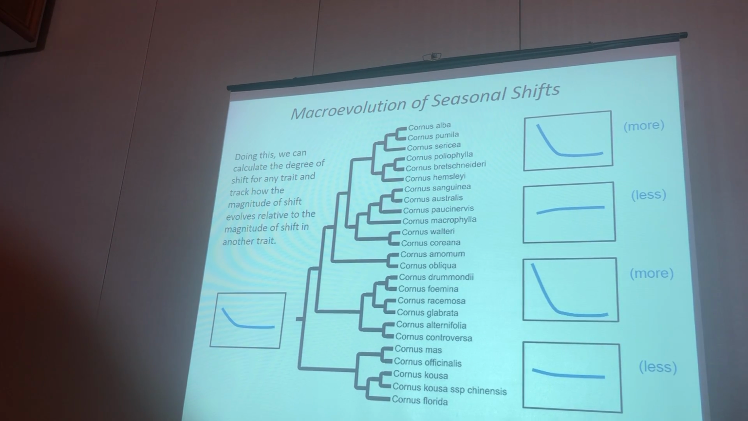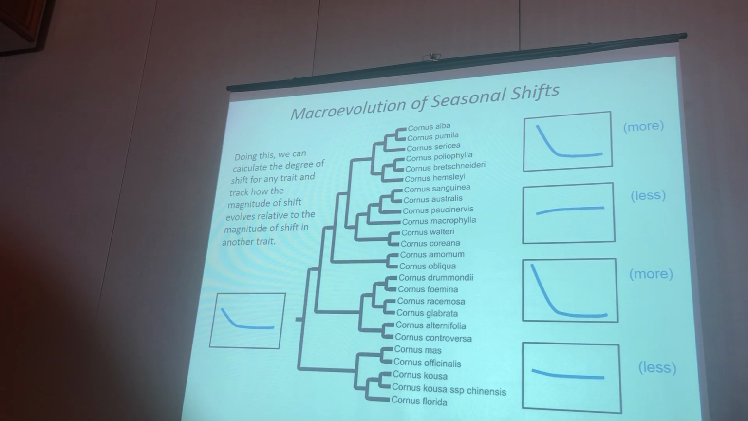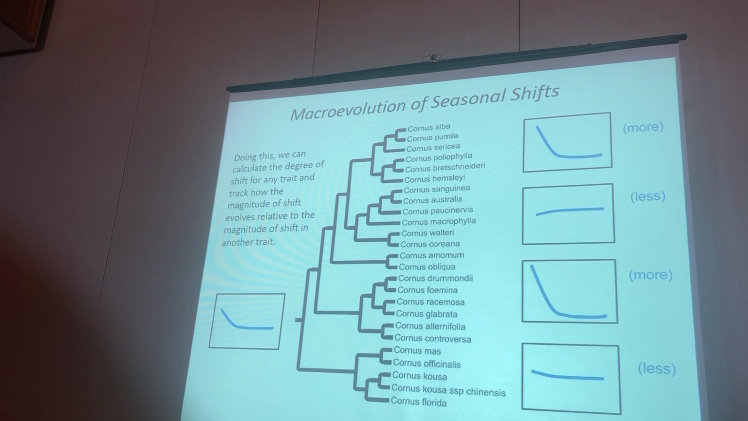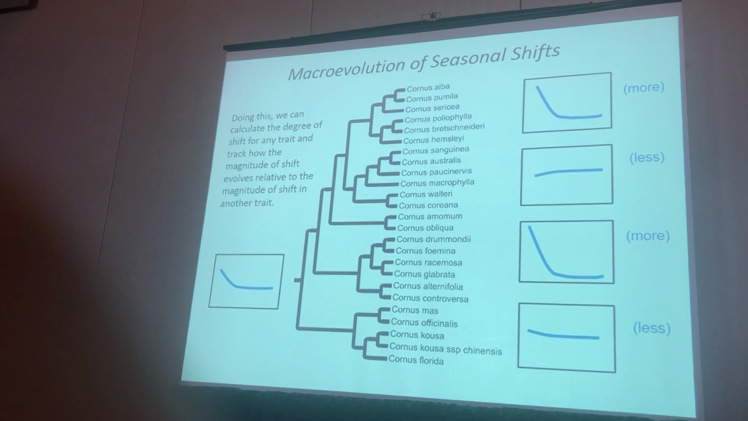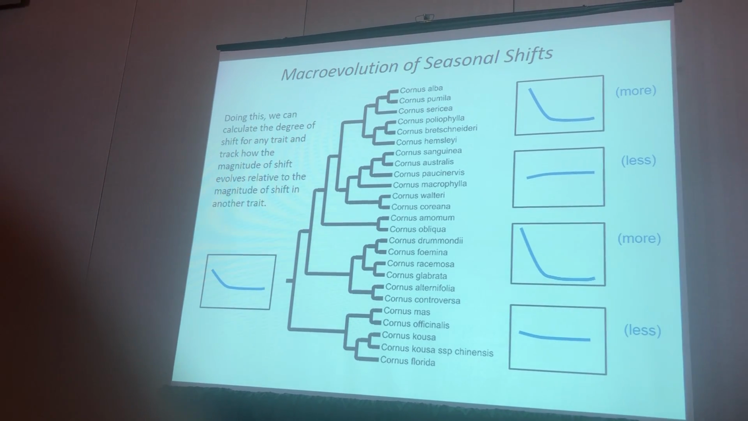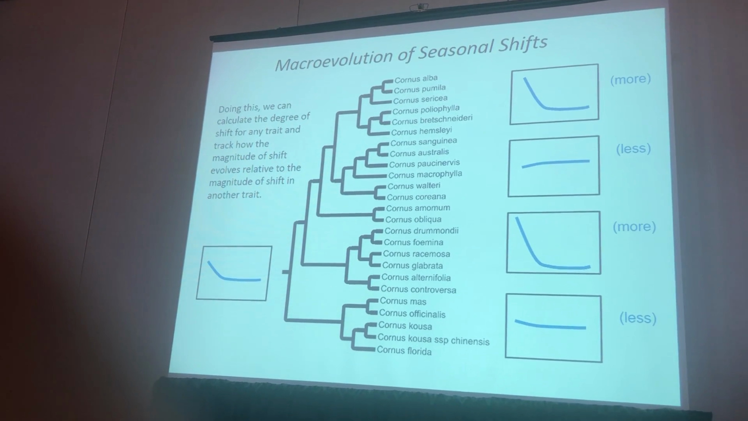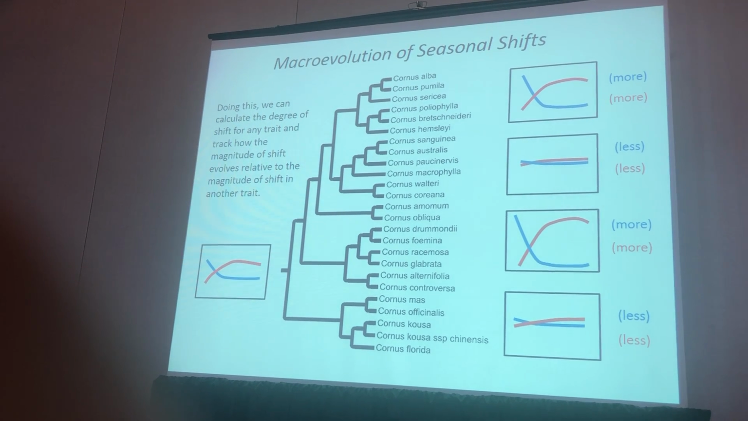Well, if we do this, we can think about looking at the shifts in two traits together. So we can talk about the degree of shift for any trait and track how the magnitude shift evolves on the phylogeny. And if we have two traits, we can look at whether they evolve together or not.